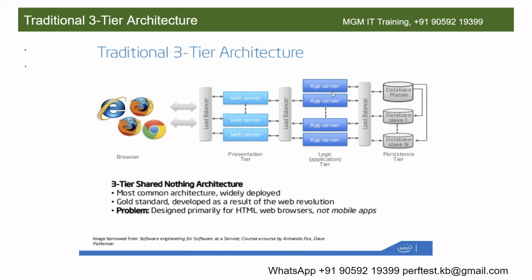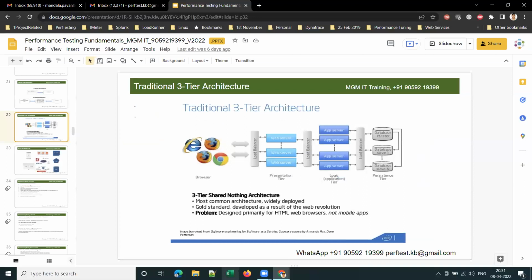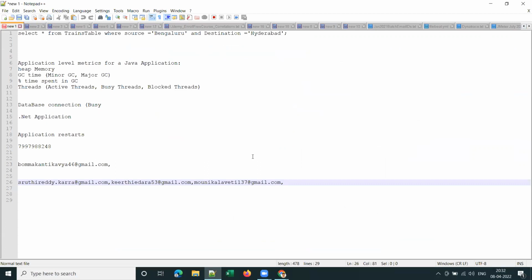For example, let me give an example. If you search for trains between, let's say, Hyderabad and Bangalore, there will be some query running in the background like this. In the application server, there will be some SQL query like this: select star from trains table where source is equal to Bangalore and destination is equal to Hyderabad. I covered this in the last batch. Accidentally I got that same page when I opened Notepad++.